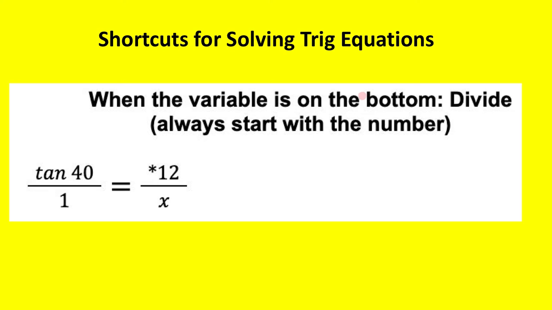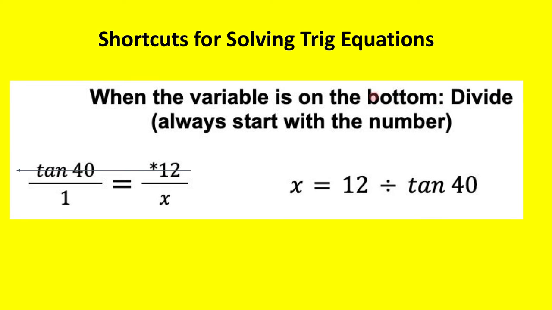Now this time x is on the bottom, so it's in the denominator, which means that we are going to divide. So I'm going to set this one up by doing 12 divided by the tangent of 40. And the answer for that would be 14.3 if you round that.